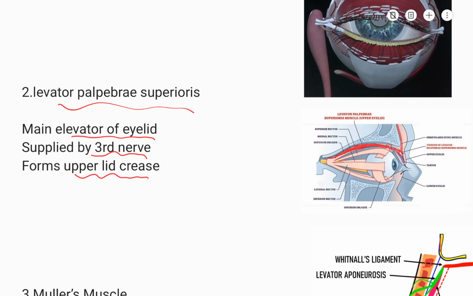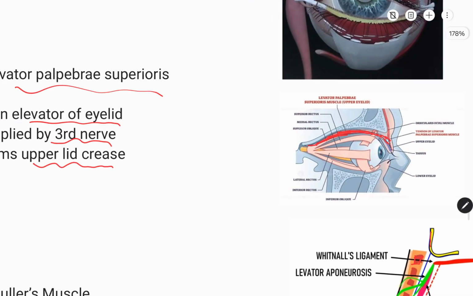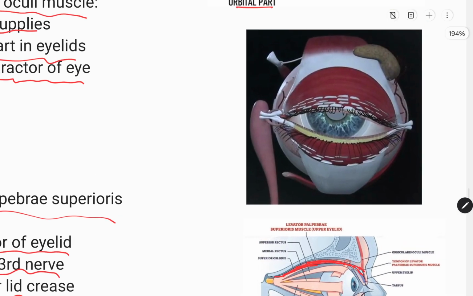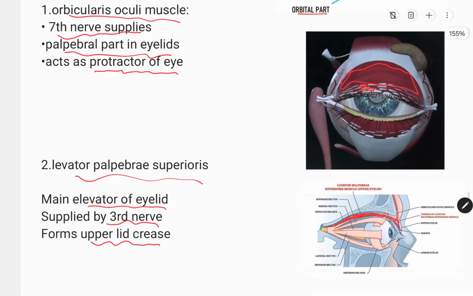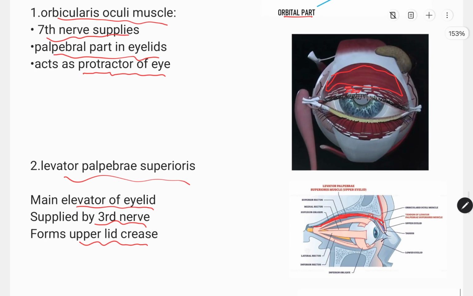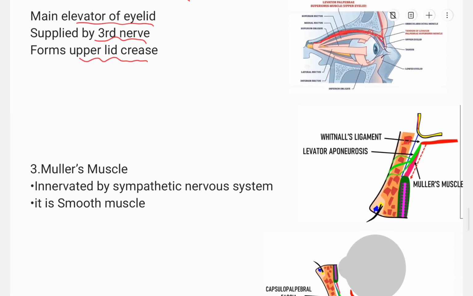So the upper lid crease is mainly formed by the levator muscle. You can see in this picture the whole of this red muscle is actually orbicularis oculi, but you can see these silver kind of patches are the aponeurosis of the levator muscle coming out of the orbicularis oculi. The other is Muller's muscle. The main thing about this muscle is that it is a smooth muscle.